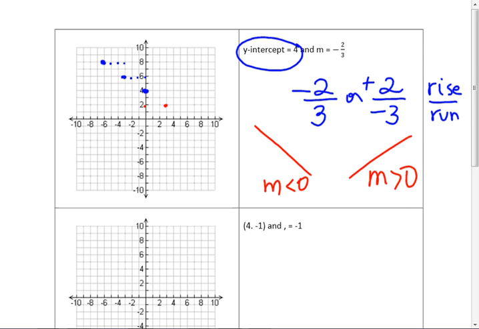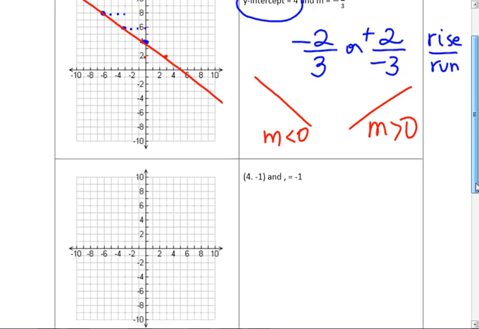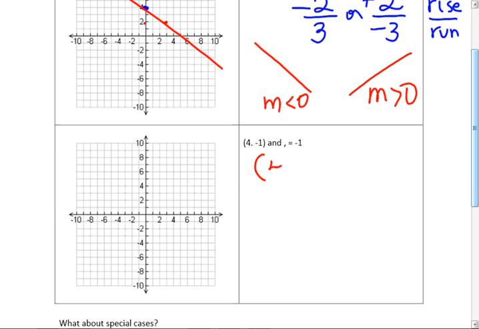Now, I typed this next one wrong. Sorry. And you guys are totally literal here. It's 4 comma negative 1, and the slope is negative 1. So I'm going to go help students, and you are going to try it.